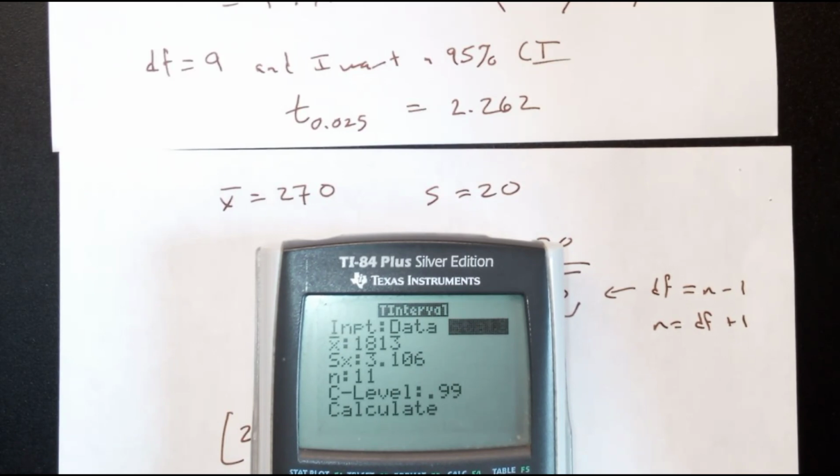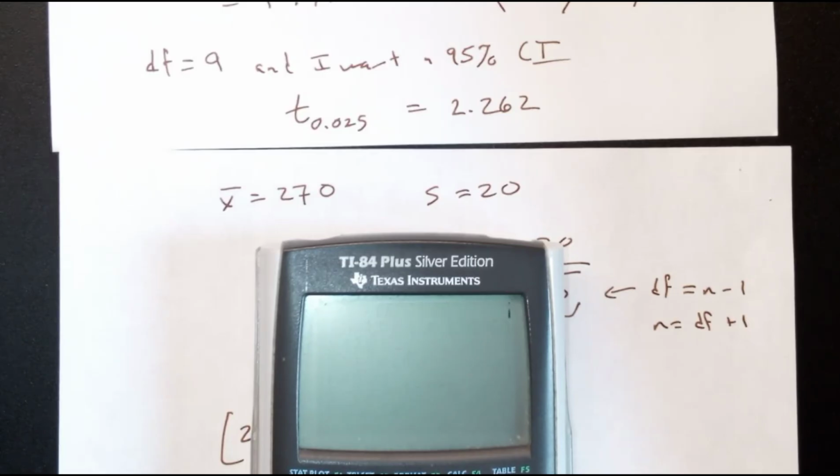For S, I put in the wrong number. In S, the standard deviation is 78.4, but I typed in 3.106. That's the t value. I put the wrong number in the wrong spot. This should be 78.4. That's much better. 1743 to 1833. Those are the same numbers we got out of Excel.